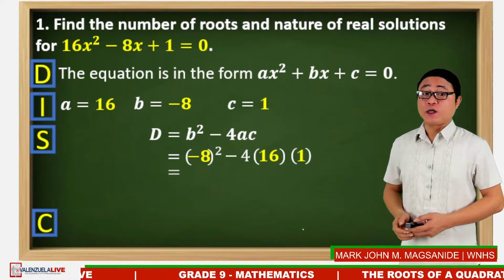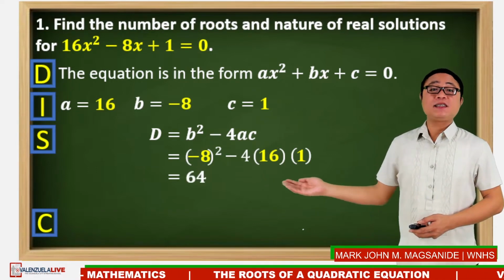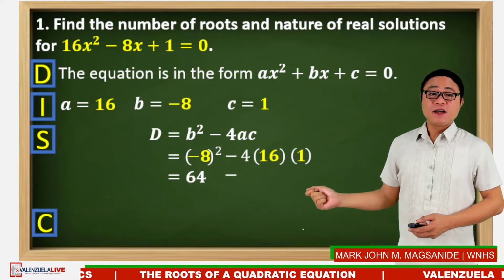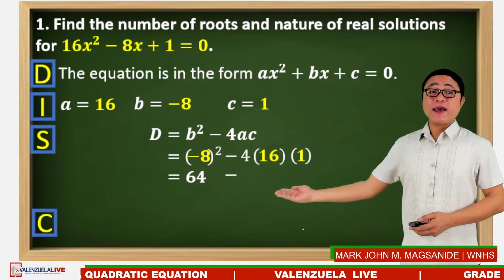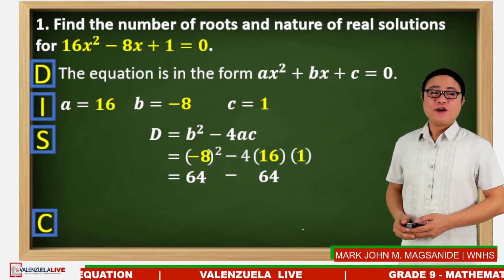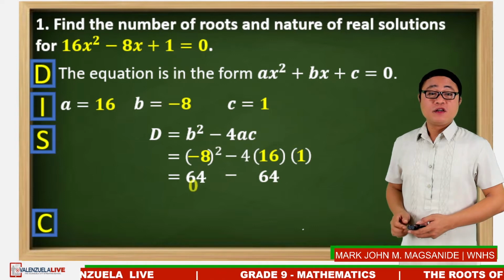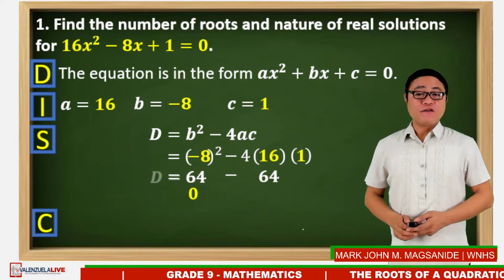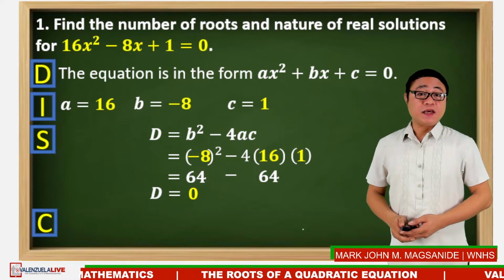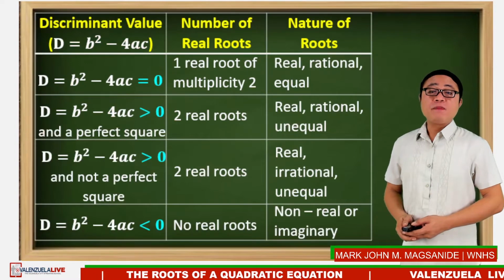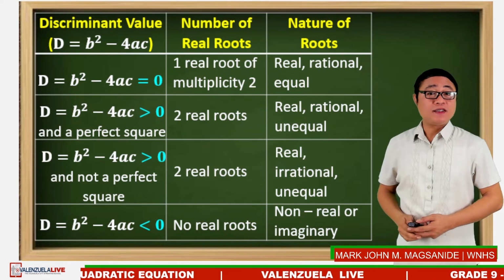Then simplify the terms containing grouping symbols. The square of negative 8 is 64. Minus 4 multiplied by 16 multiplied by 1, we will get 64. Further simplifying, 64 minus 64 is equal to 0. Therefore, the value of d is equal to 0. Last step is C. Check the table of values of the discriminant. From this table, let us find the value of d that is equal to 0.